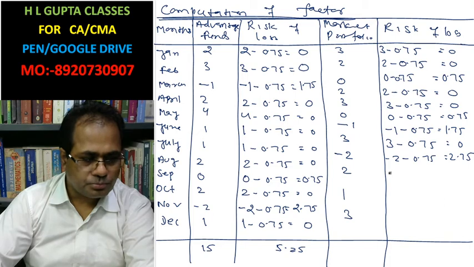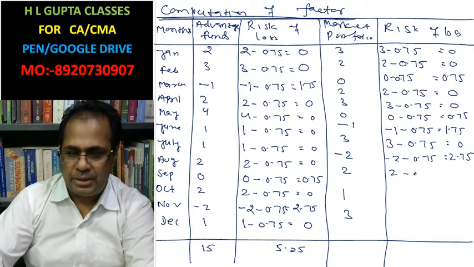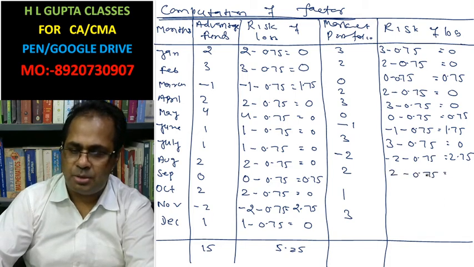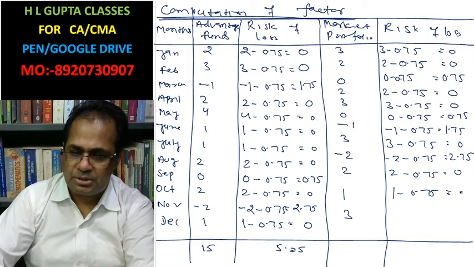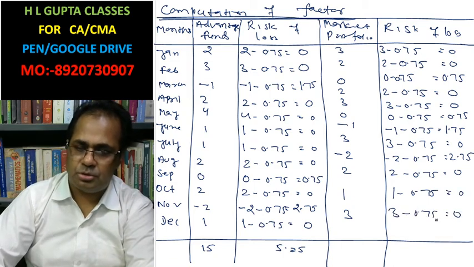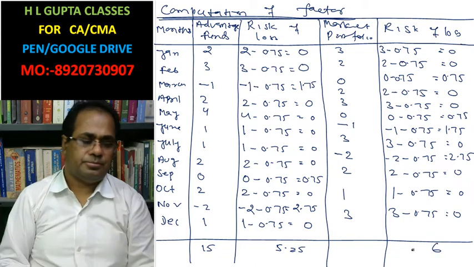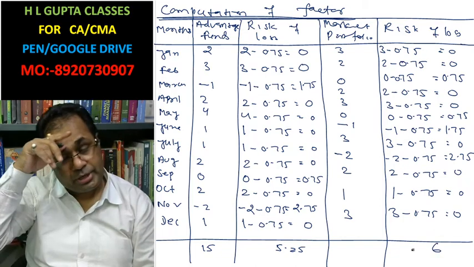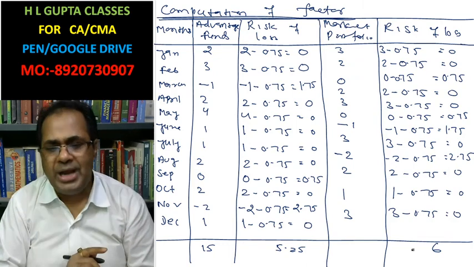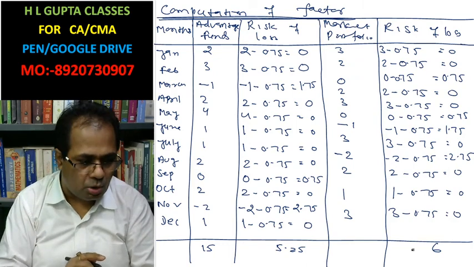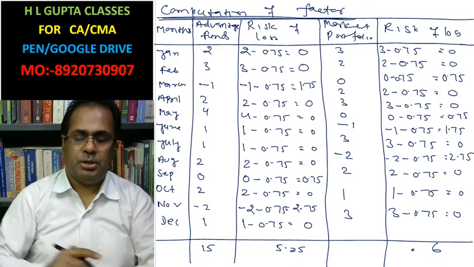2 minus 0.75. Risk of loss is 0. 1 minus 0.75. Risk of loss is 0. 3 minus 0.75. Risk of loss is 0. After adding these all, you will get 3. Okay. Now we have calculated risk of loss here.